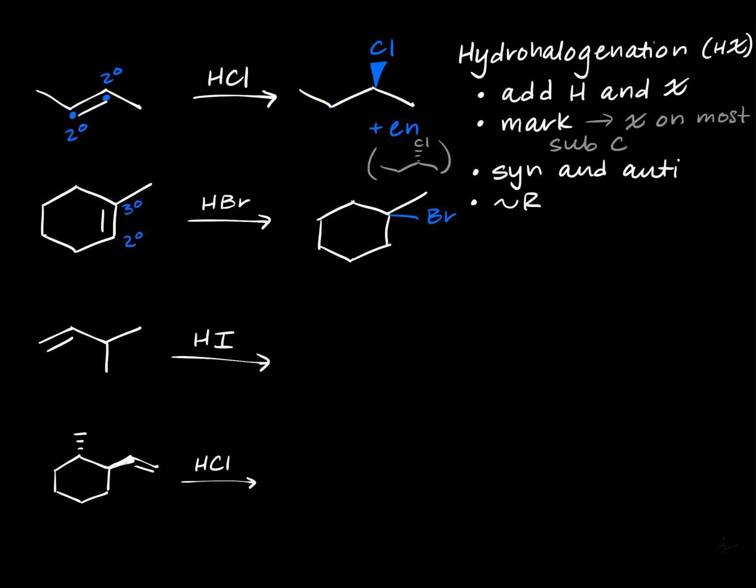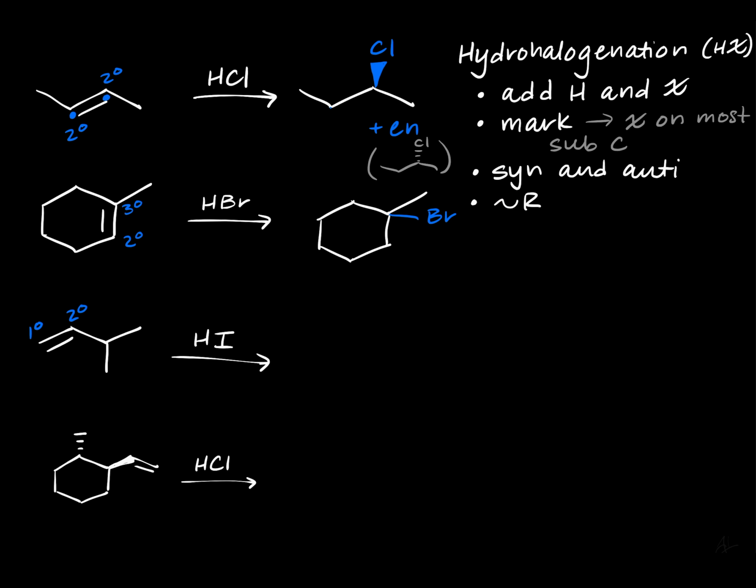Let's do the next question. The next question again has 2 carbons, the rightmost being secondary, the leftmost being primary. And I can, again, add hydrogen and a halogen. I can do so in a Markovnikov fashion, syn and anti. One thing I have not talked about yet is this rearrangement piece, and here the rearrangement is going to be important.